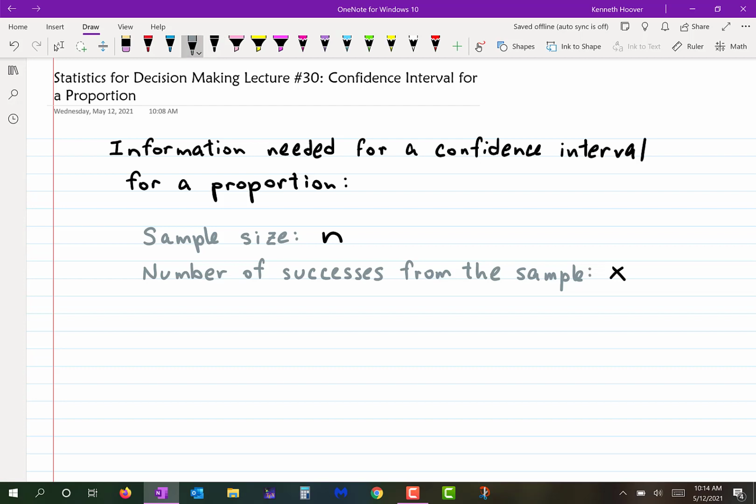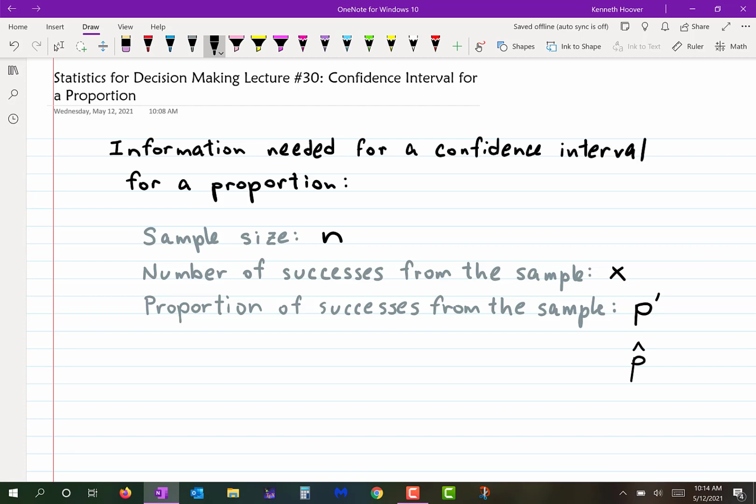All right, now you need the proportion of successes from the sample. Okay, we will call that P with a little, what do you call that, apostrophe? In math, we call that a prime, so we say P prime, okay? Some books instead put this little symbol over it, and you call that P hat, but our book uses the prime symbol, so I'm going to use that. And that is simply the number of successes divided by the size of the sample.